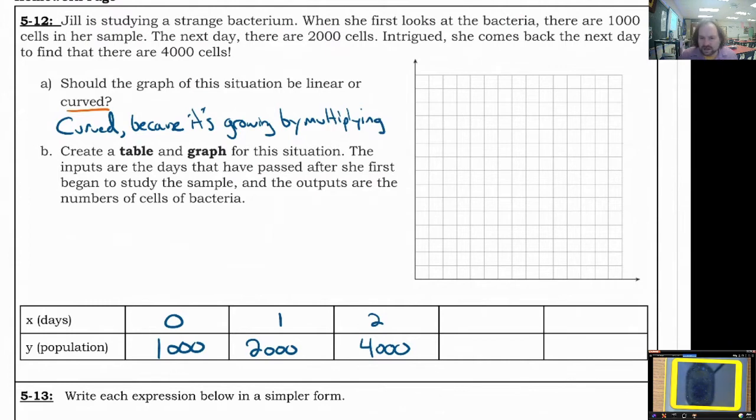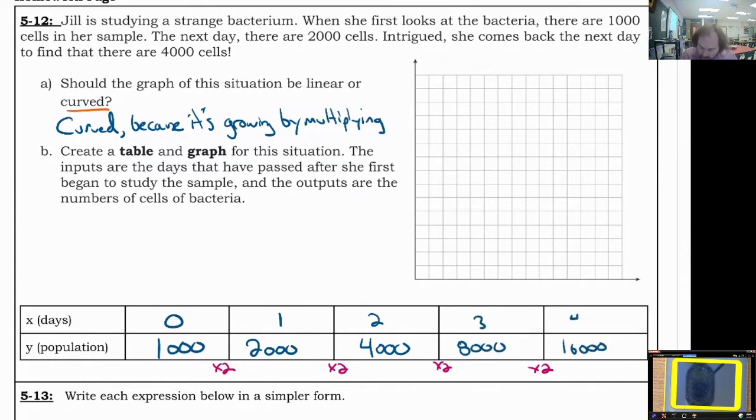Question B says to create a table and a graph of the situation. The inputs are the days that have passed after she first began to study the sample, and the outputs are the number of cells. Now, if you look at the pattern going on here, we are multiplying by 2, multiplying by 2, multiplying by 2, multiplying by 2. So the next day will be 8,000, and the last day will be 16,000.